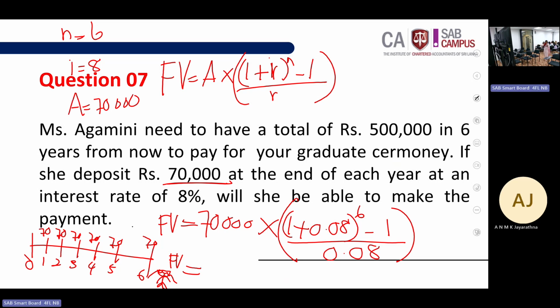Like the same steps. First do this one at the 0.08 and then take the power 6 and then minus 1 divided by 0.08. That answer needs to be multiplied with the 70,000. If you do not have a scientific calculator, it is difficult to calculate the answer.